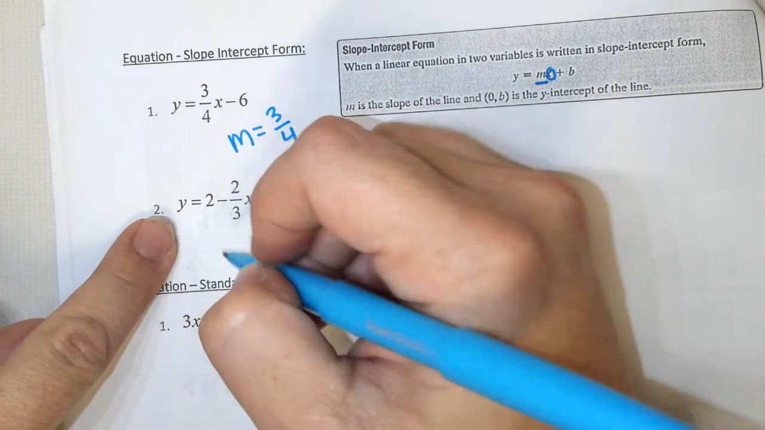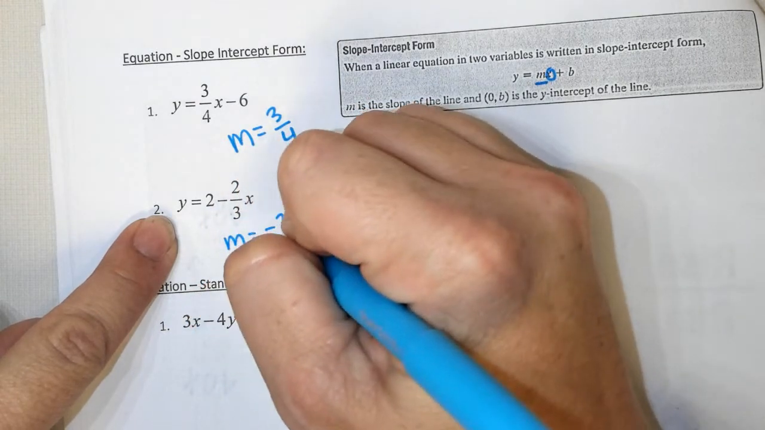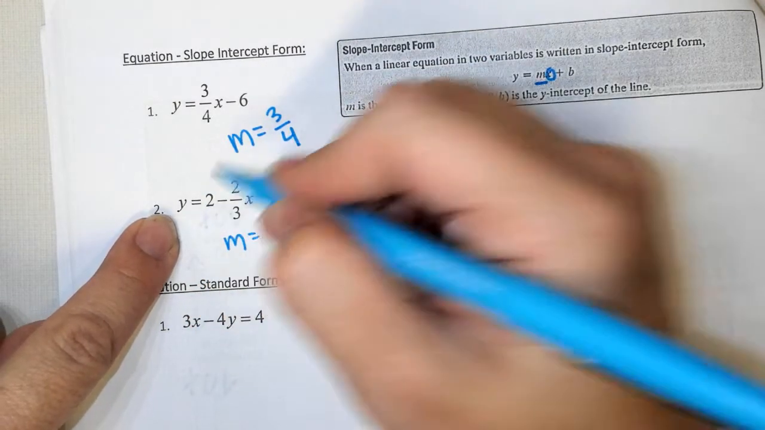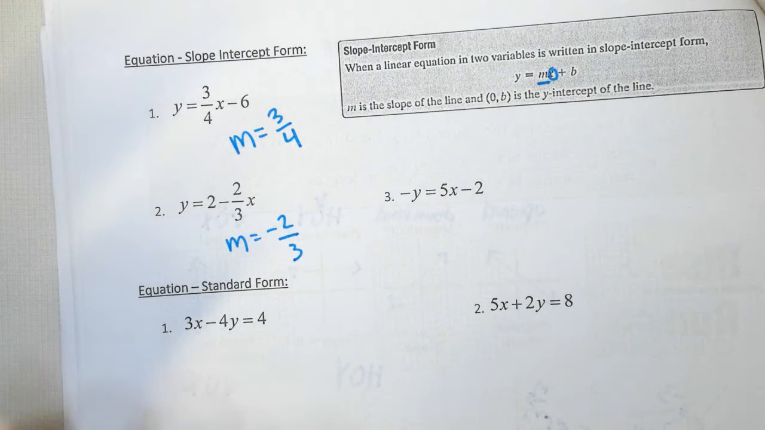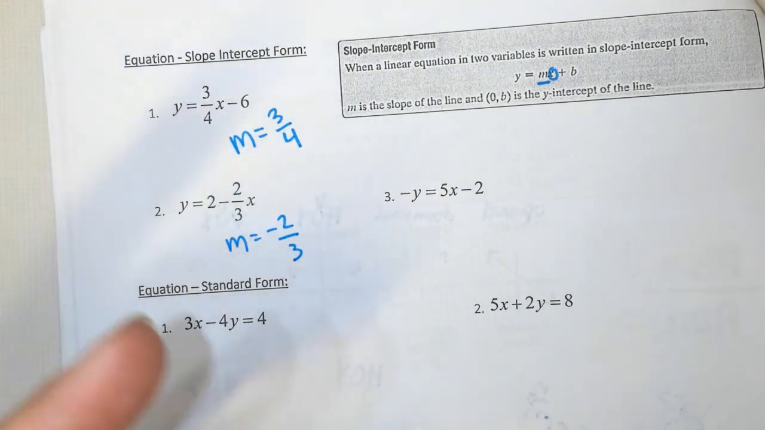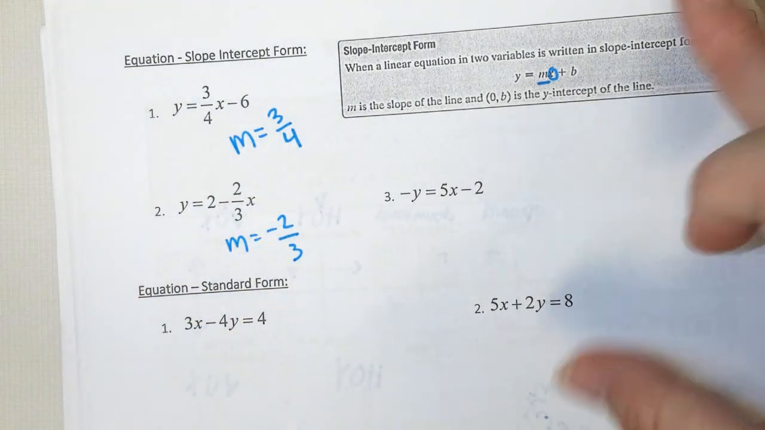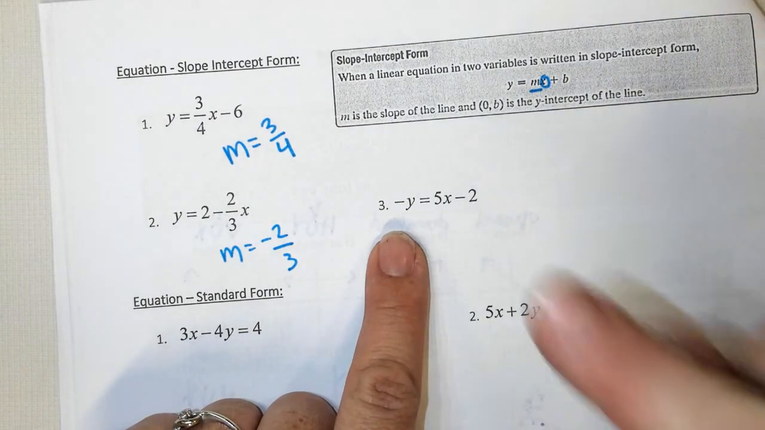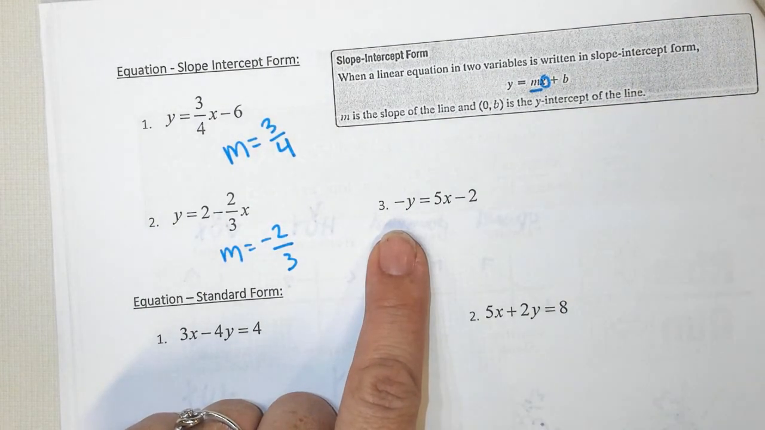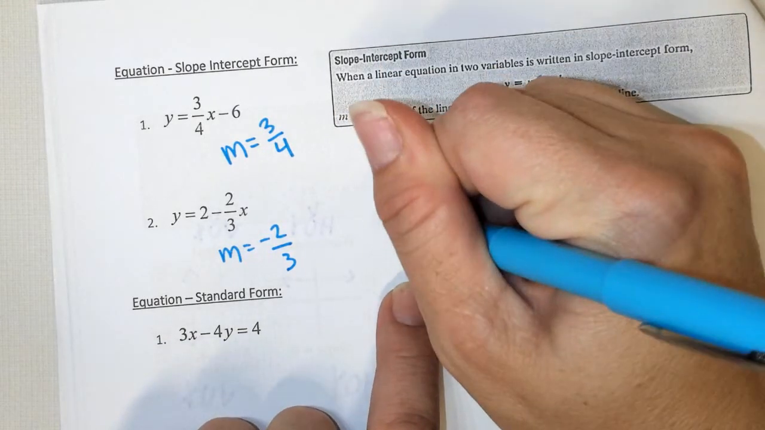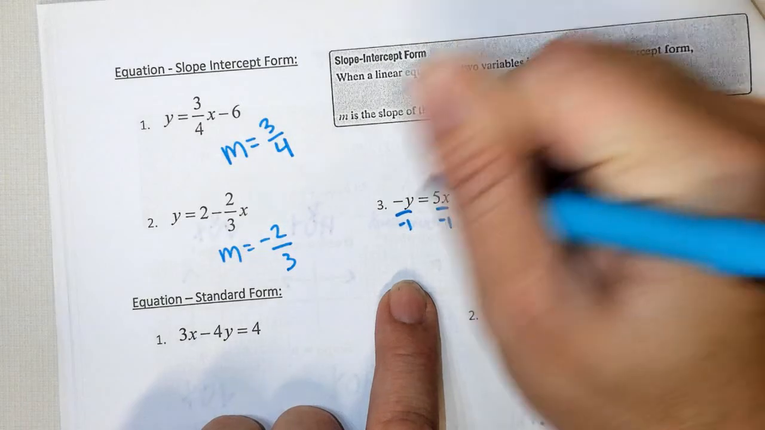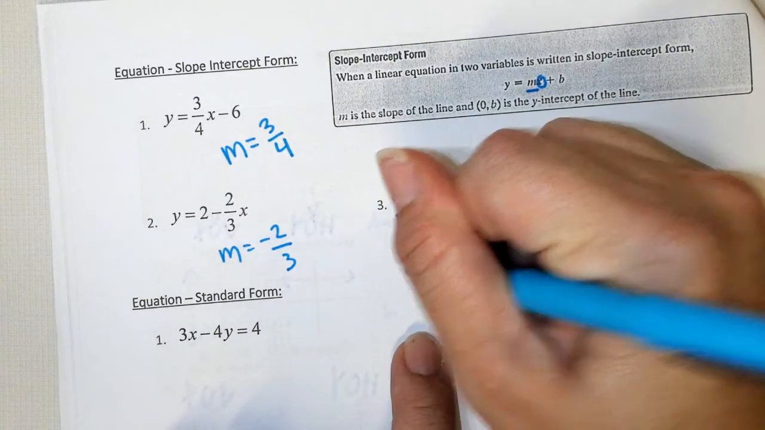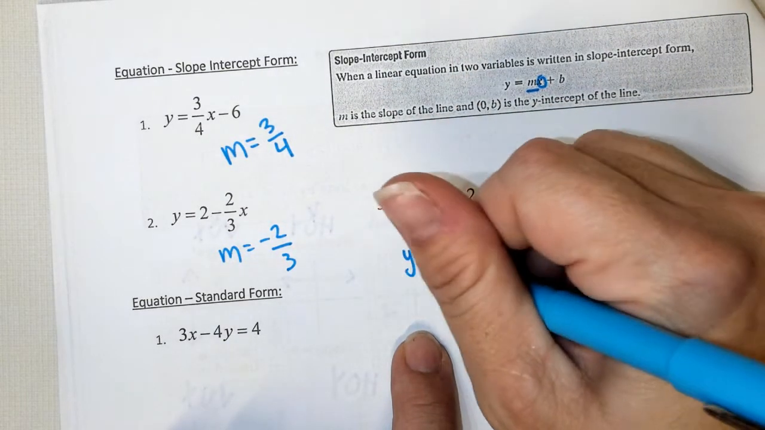So what's your slope on this one? -2 over 3. Now, does it matter that it wasn't first? No, the x is what tells you what the slope is, right? Now look at this one. What's wrong with it? It's negative y. We have to get rid of that because y is not alone. So how do I get rid of that negative? I could divide by -1.